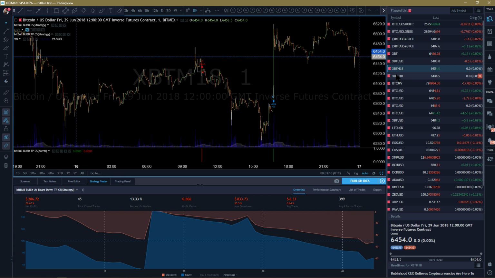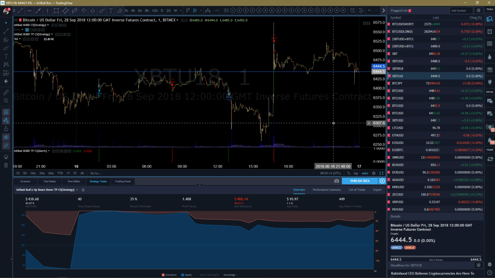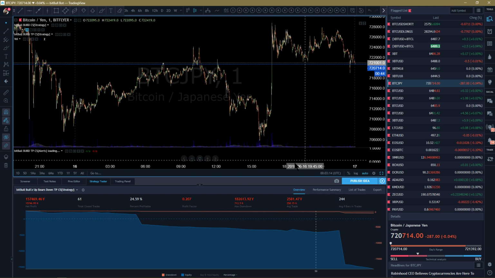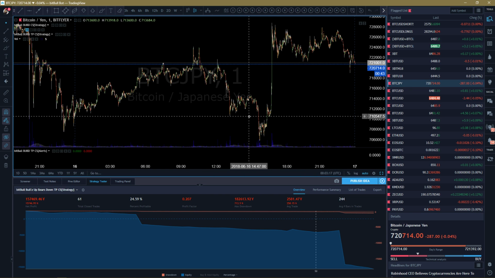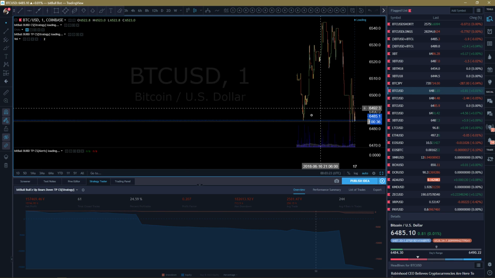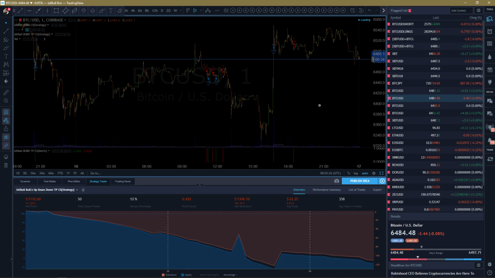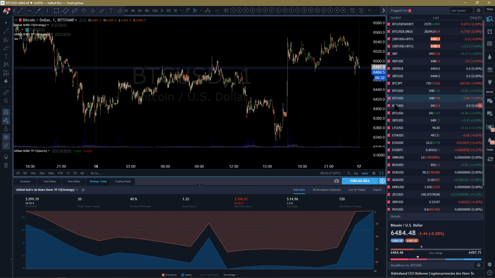Most of my bots always fall out of profit. Obviously, I haven't found the optimal. Well, this is the same bot, so I have found the optimal settings. This is Japan. This looks red. I don't know what this means. This is kind of weird, but mostly, and that's interesting to me too.